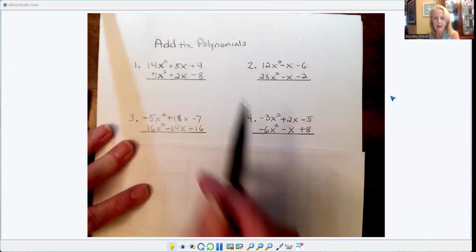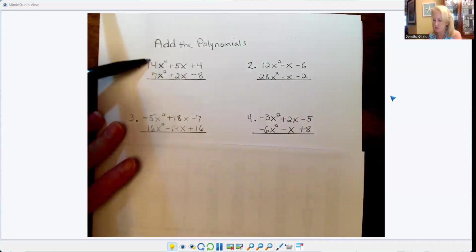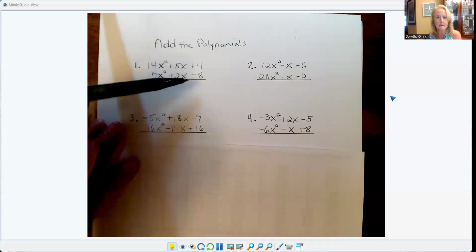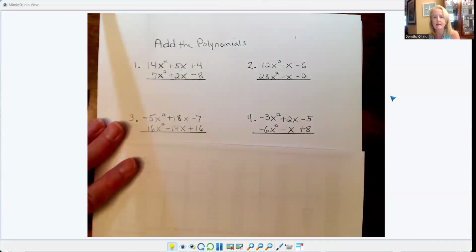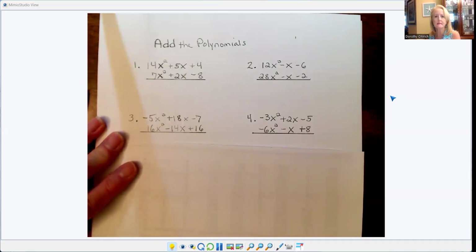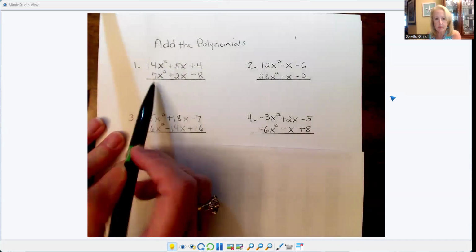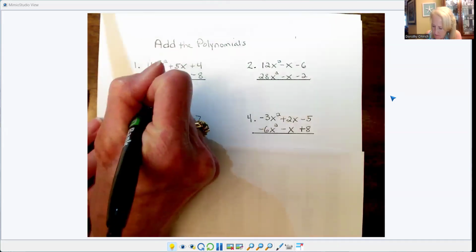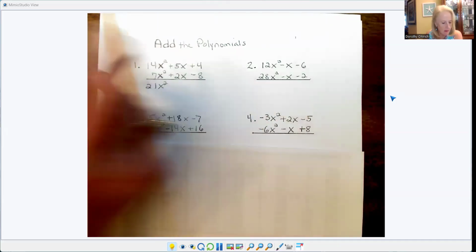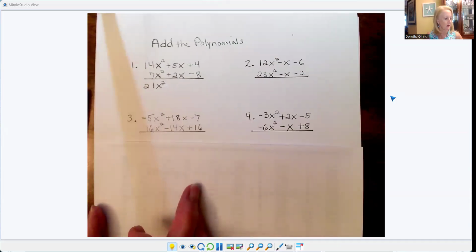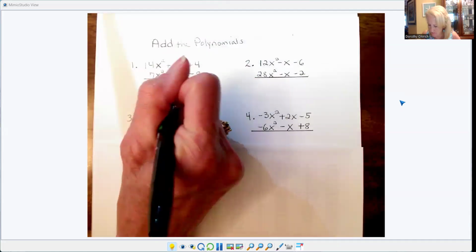We're going to add the polynomials, and because these are all x squared plus an x term plus a constant, we can just add them straight down. When you add them, it's the same thing as combining like terms. 14 plus 7, 21x squared. I strongly recommend that you use the calculator to double check your work, but for now, we're going to just add them going down.